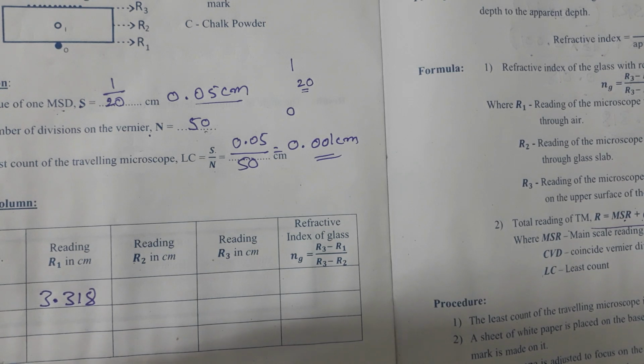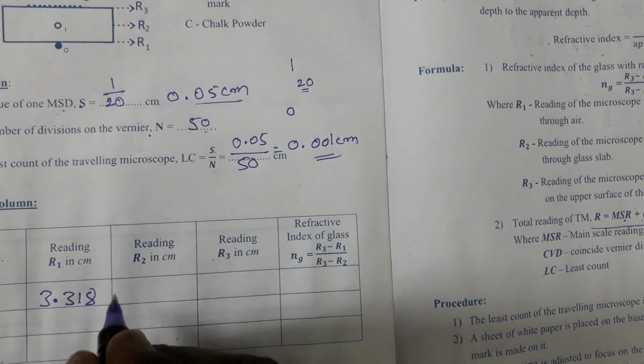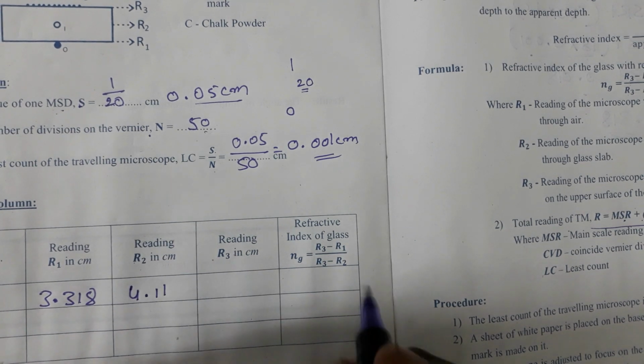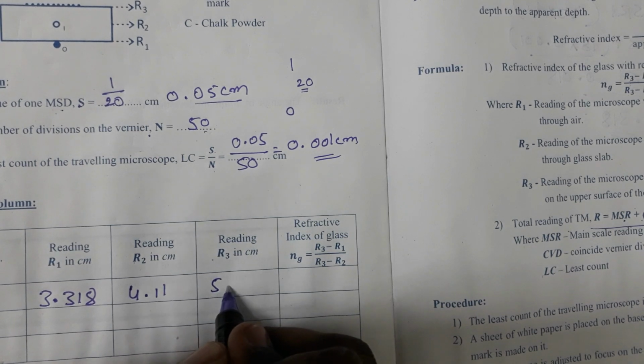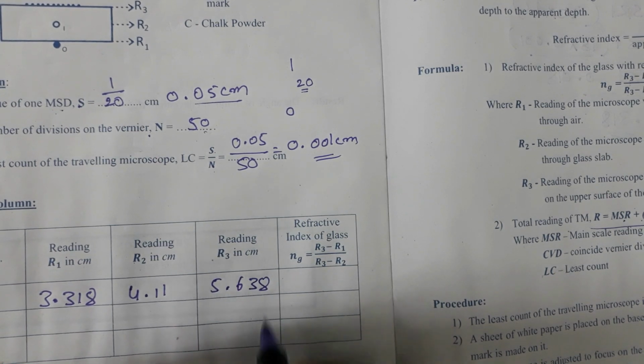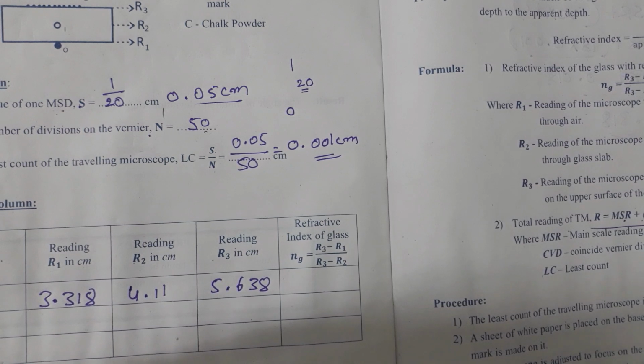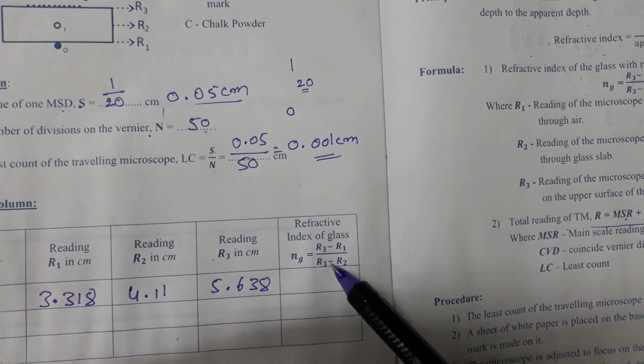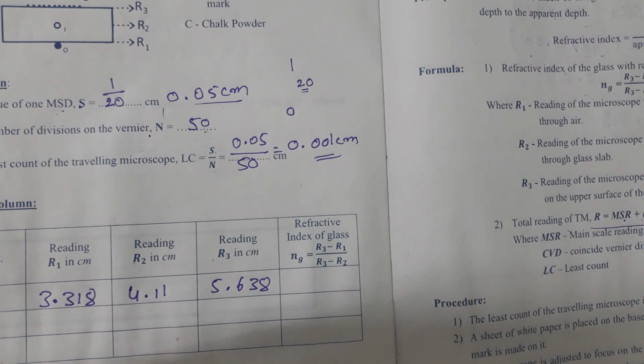Using the same formula find out R2 and R3. I got R2 value 4.11 and R3 value 5.638. Okay. Next, find out the refractive index of glass: R3 minus R1 divided by R3 minus R2.